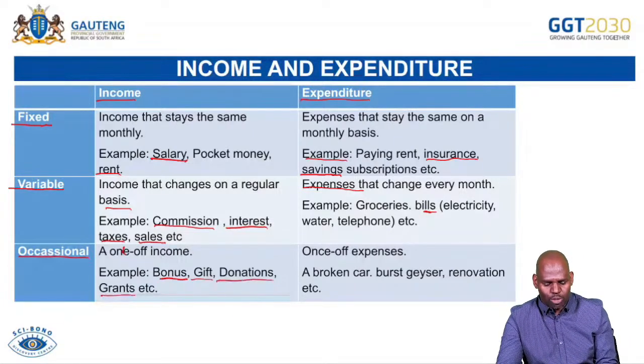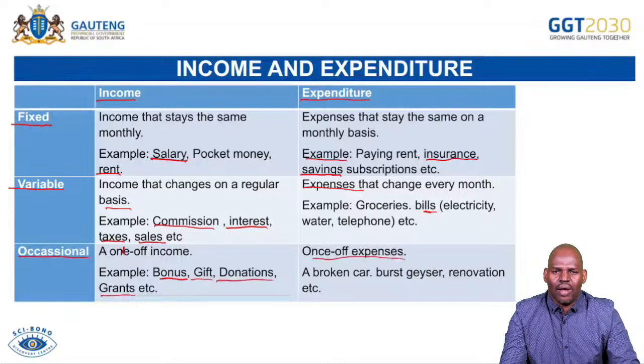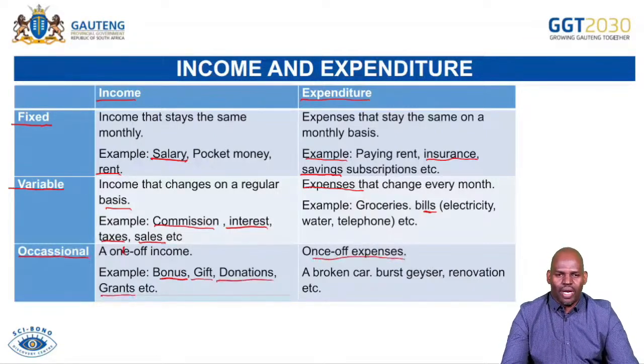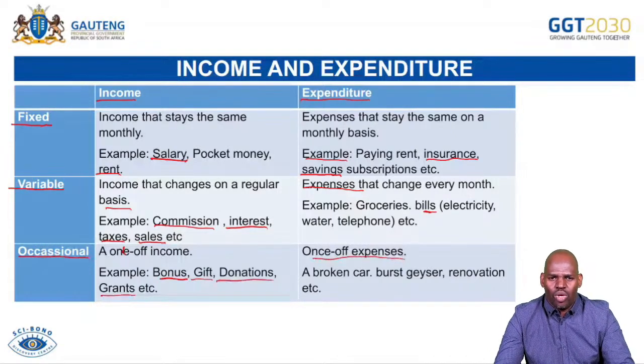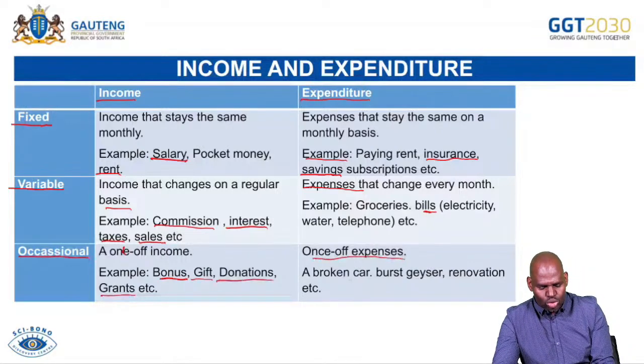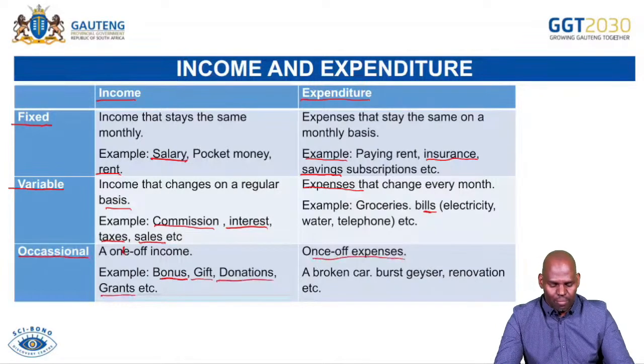And then, of course, with expenses, we've got once-off expenses. Once-off expenses, this is occasional. We don't necessarily plan for this, and we don't even know when it is going to happen. Sometimes we don't even know if it's going to happen. Like for instance, if you've got a car, you cannot plan that your car is going to break down. If it breaks down, it simply means that is an occasional expenditure.